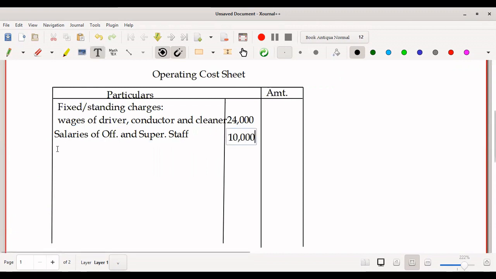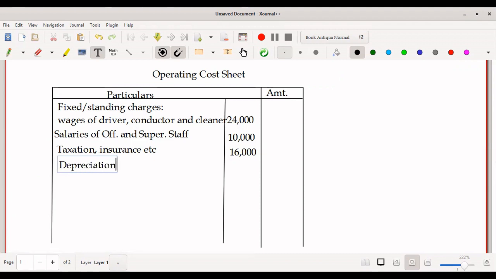And next we have taxation, insurance, etc. Amount given is 16,000. And next is depreciation. Amount given is 26,000.